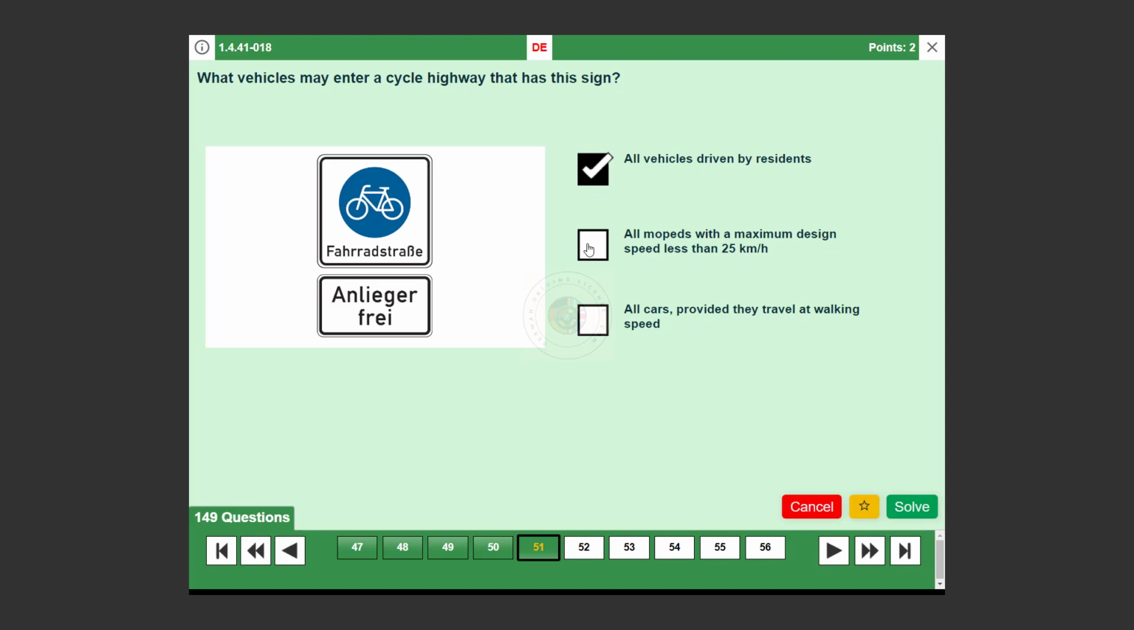All mopeds with a maximum design speed less than 25 km/h. False. Mopeds are not considered bicycle traffic, regardless of their speed, and are not permitted. All cars, provided they travel at walking speed. False. Cars are not allowed in this cycle highway, even at walking speed, unless driven by residents.